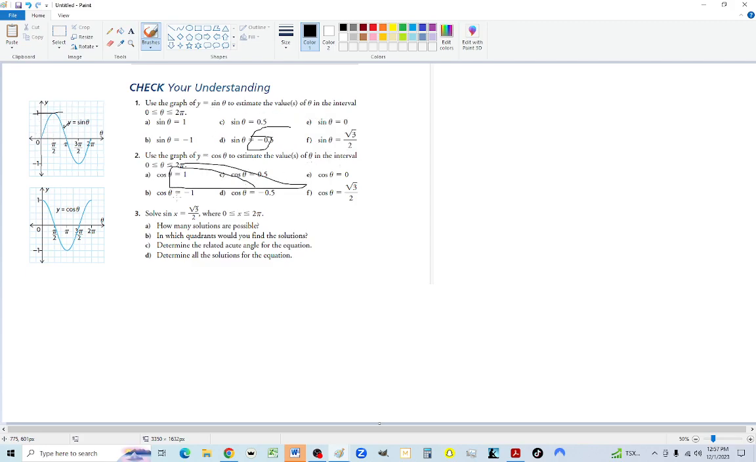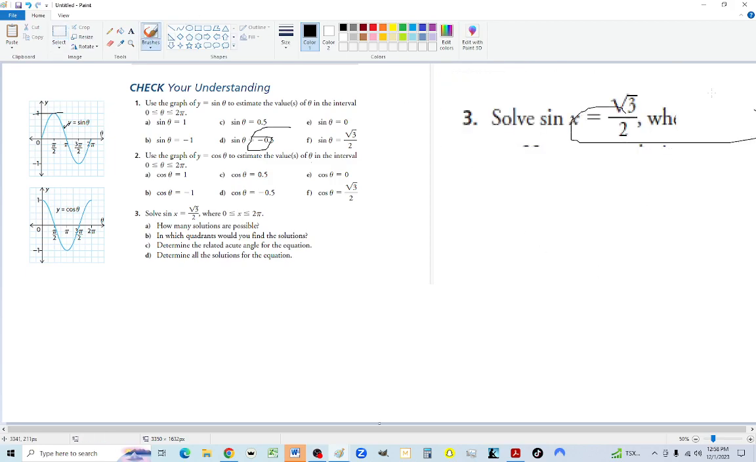Same with that. Solve. Okay, this is more accurate. For this, you'll need your exact values. And you have to ask yourself, is this positive or negative? It's positive. In what quadrants is sine positive? 1 and 2. Therefore, there's 2 possible values. What are the exact value table? Just pulling them up.